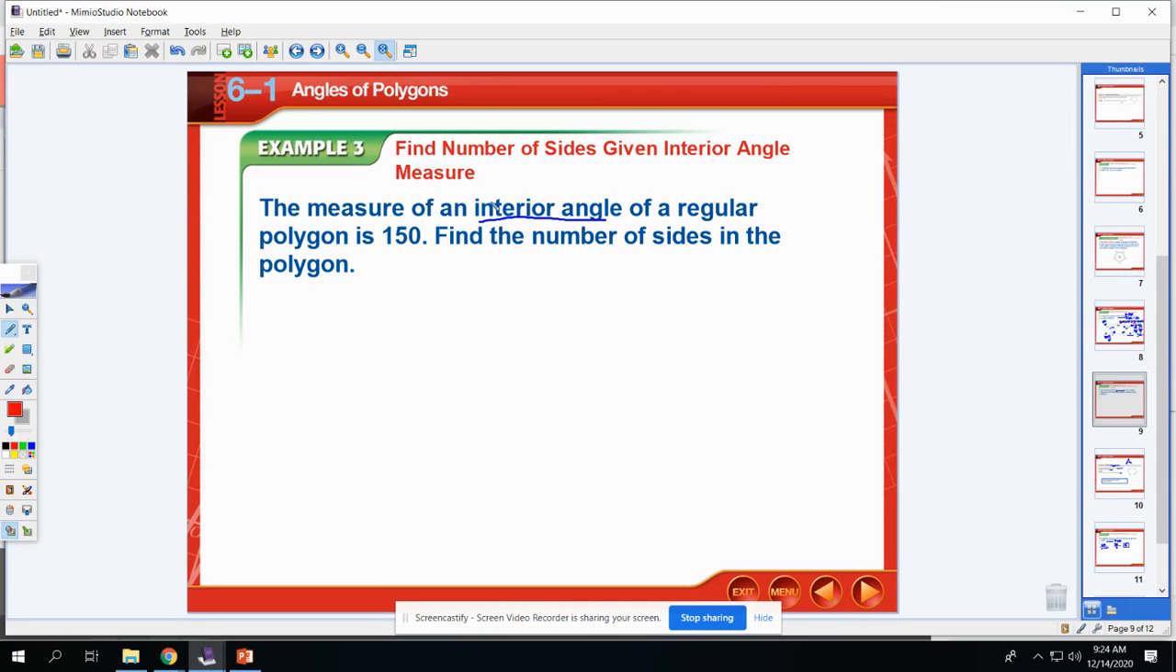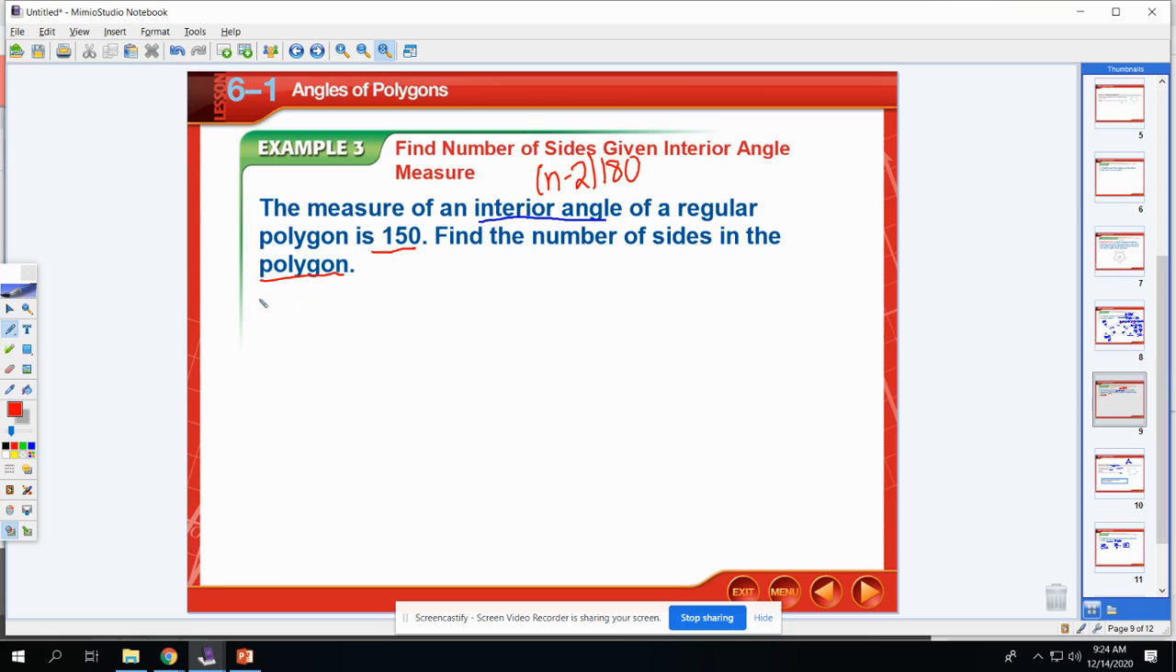Okay, let's think about this question here. It says the measure of an interior angle of a regular polygon is 150. Find the number of sides in that polygon. So we want to find the number of sides given the degree of each interior angle. So we know that the formula that we're using for interior angles looks like this, right?